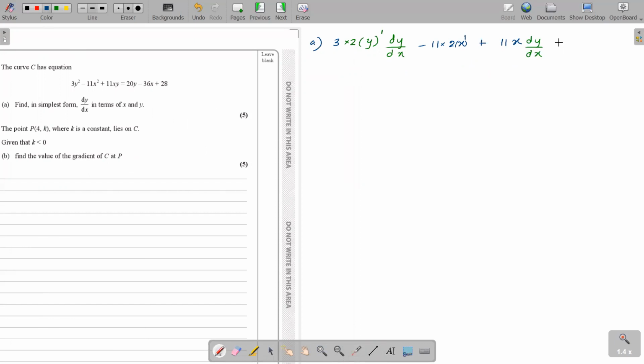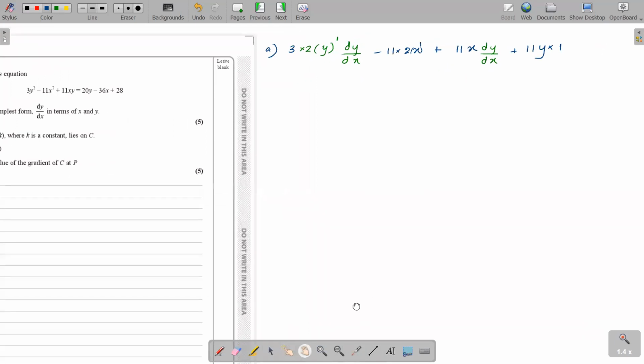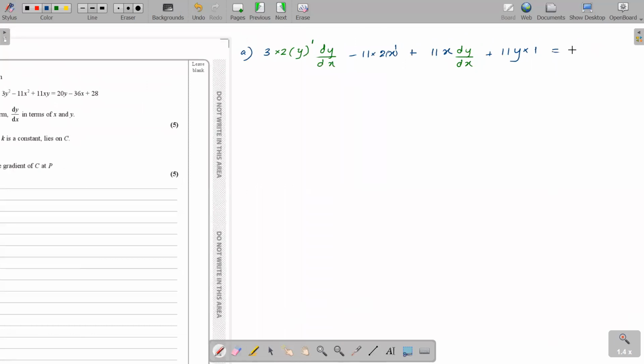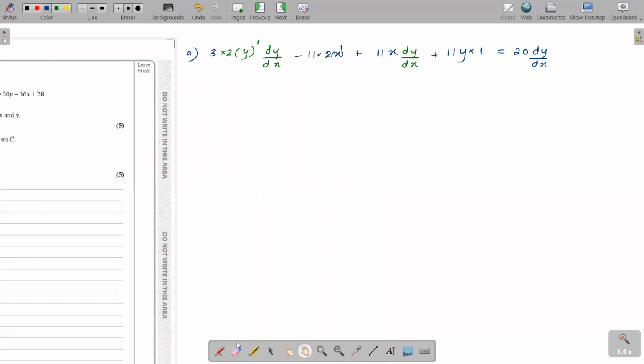And in the next part, who is now waiting? 11 waits. 11 is anyway a constant now. Y is waiting. 11y waits while x differentiates. X differentiating with respect to x is 1, equals 20 times y differentiation is dy by dx, minus 36x, minus 36 into x differentiation is 1, plus 28 differentiation is 0. Is that okay?